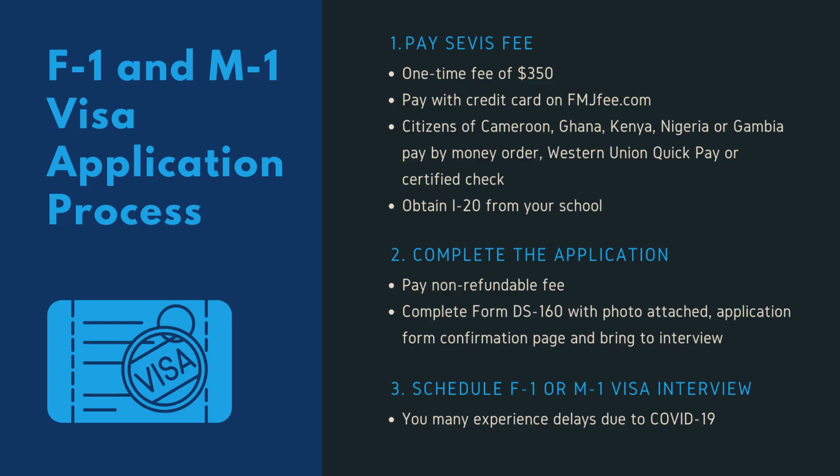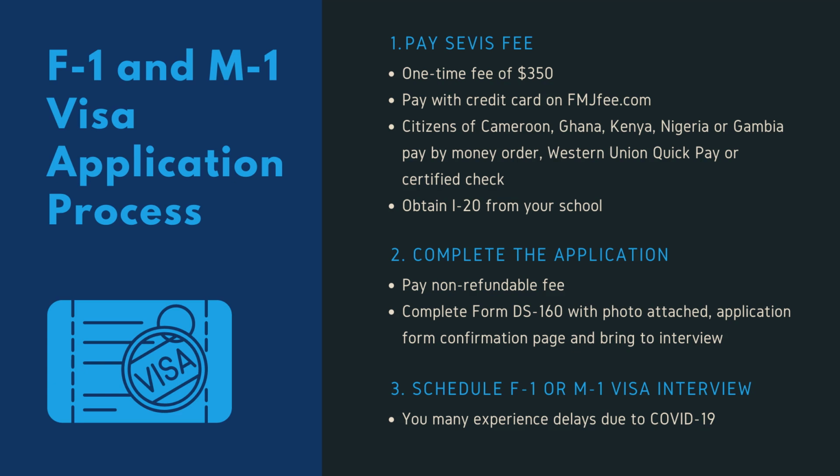The very first step you'll need to complete when applying for an F1 or M1 visa is paying your SEVIS fee. This is a one-time fee of $350 that should be paid prior to your visa interview at a U.S. embassy or consulate. Most prospective F1 or M1 students can pay the SEVIS fee via credit card on fmjfee.com. That's on your screen.